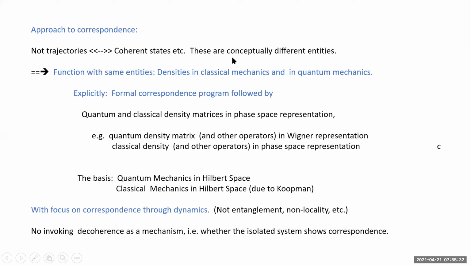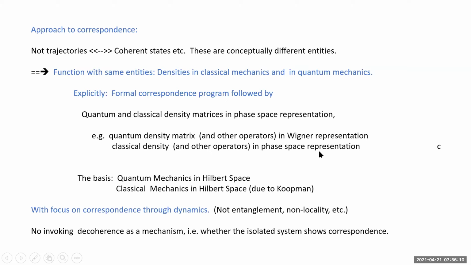There is lots of work on classical correspondence where people take trajectories in classical mechanics and relate them to coherent states in quantum mechanics, but these are conceptually very different entities. What one should be doing, in my opinion, is dealing with the same entity. That is to say, densities in classical mechanics and densities in quantum mechanics.